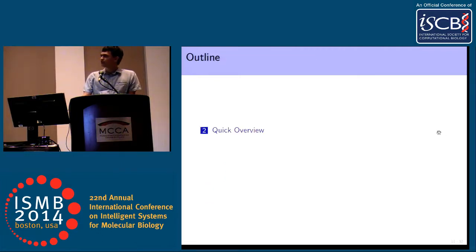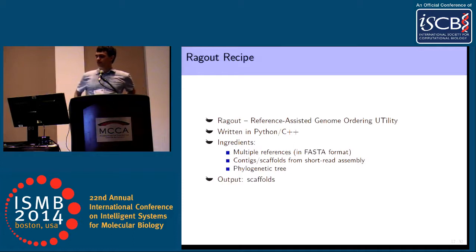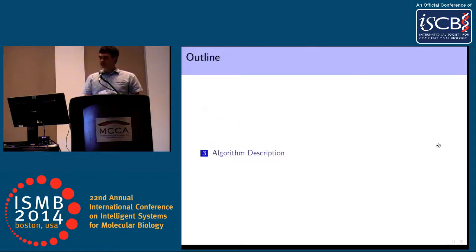I want to start from a very brief overview of Ragout. It is a tool, a program. It is written in Python and C++. The name is actually an acronym for Reference-Assisted Genome Ordering Utility. It takes as input multiple references in FASTA format, so we start from the nucleotide level. It takes contigs or scaffolds, everything that a short-read genome assembler outputs. And we also want a phylogenetic tree which includes all the references and the target genome. And Ragout outputs scaffolds. Very simple. Now I will explain the algorithm.